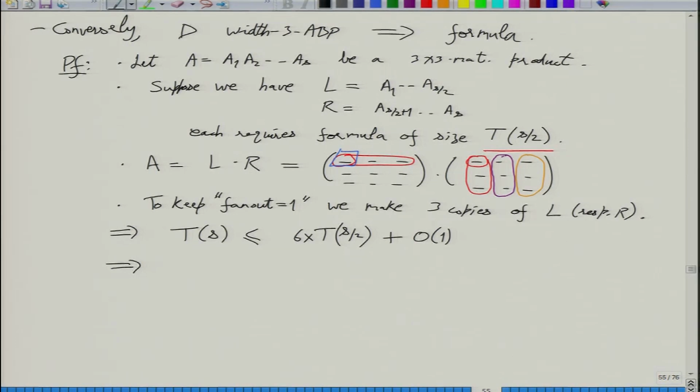So it is worse than merge sort. It is not S log S. Right, so this is S to the log 6, which is certainly subcubic. Okay, but that is not very important. So T_S we have gotten to be poly S, right? T_S sized formula for A.